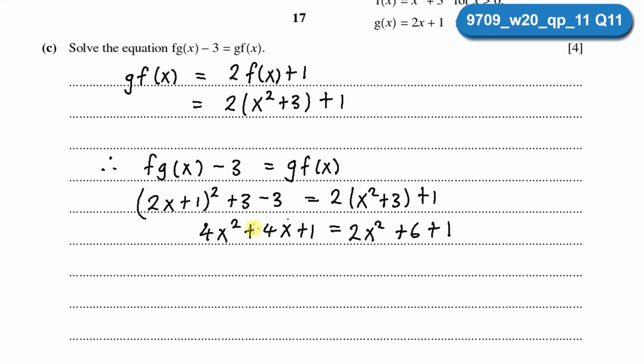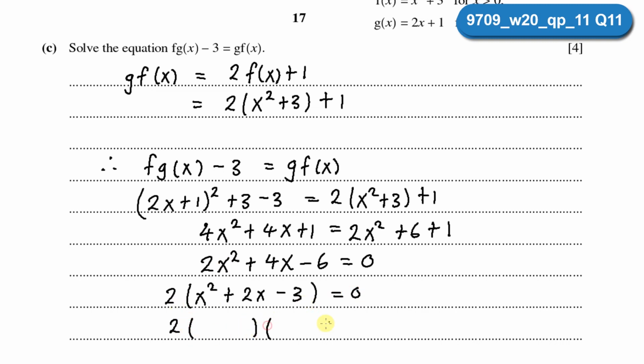Now, taking all the terms to one side, we have 4x squared subtracting 2x squared to get 2x squared. And we have the 4x here. And we have 6 plus 1, that's 7. And 1 minus 7 is minus 6. So everything is now equal to 0. So we can factor out 2 here, and we get x squared plus 2x minus 3 equal to 0. Factorizing, we get x here and x here, and factors of minus 3, whose sum will give us 2.